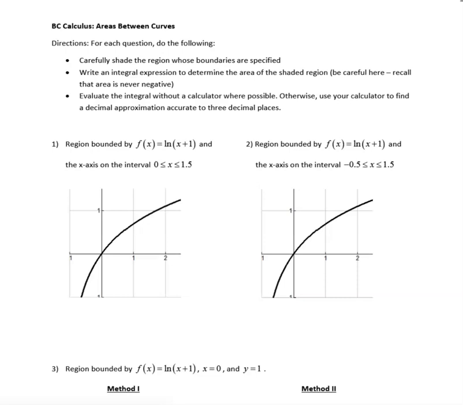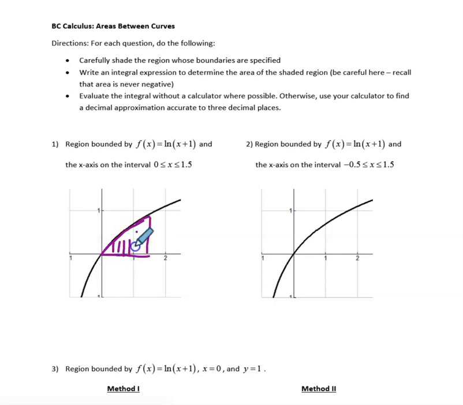So the first one we're going to do is f of x equals the natural log of x plus 1. The graph is given to you here, and the x-axis on the interval from 0 to 1.5. So the very first thing that we're going to do is to shade the region. And be clear that the region has to be bounded by the graphs or the information given, not necessarily by an axis. So this one did say it's being bounded by the x-axis. So we know that we've got the ln of x plus 1 here. We're only going to 1.5, and we are being bounded by the x-axis. So here is our region.